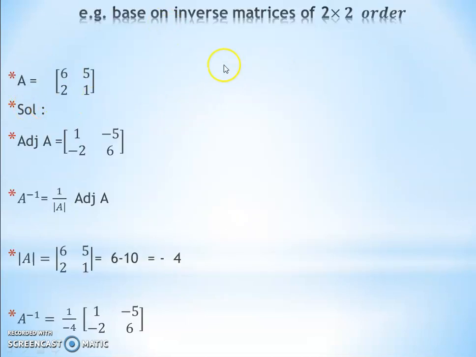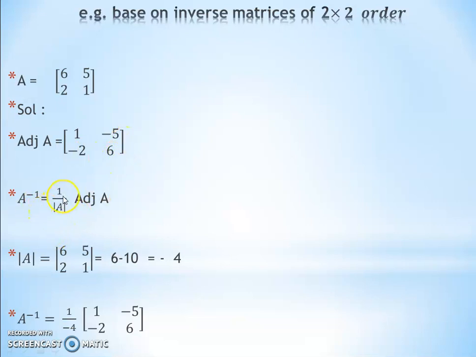So, we take an example based on this. Example based on the inverse of a matrix of order 2 by 2. A is equal to 6, 5, 2, 1. I take positive numbers, it does not matter. How is the adjoint of A possible? Instead of 6, we write 1. Instead of 1, we write 6. Minus 5, minus 2. I should write here 1, minus 5, minus 2, 6.